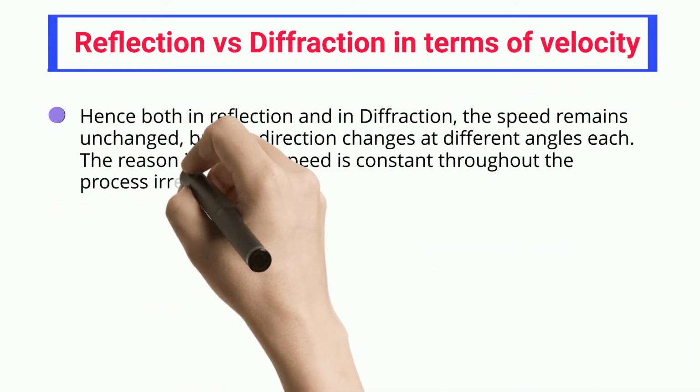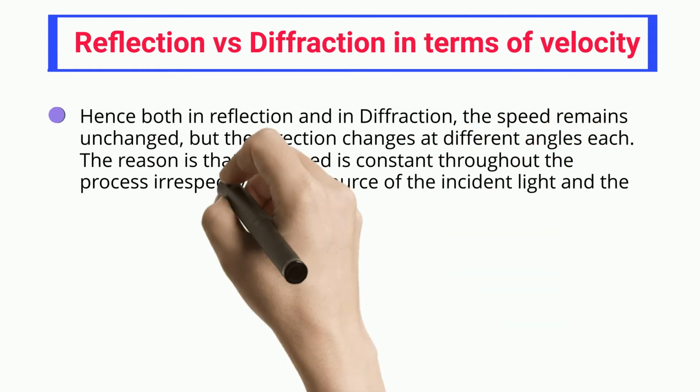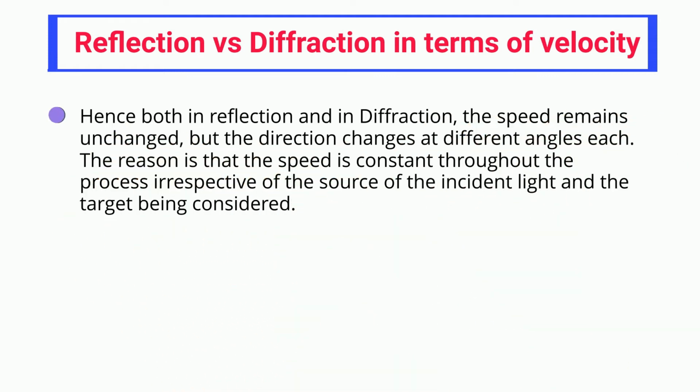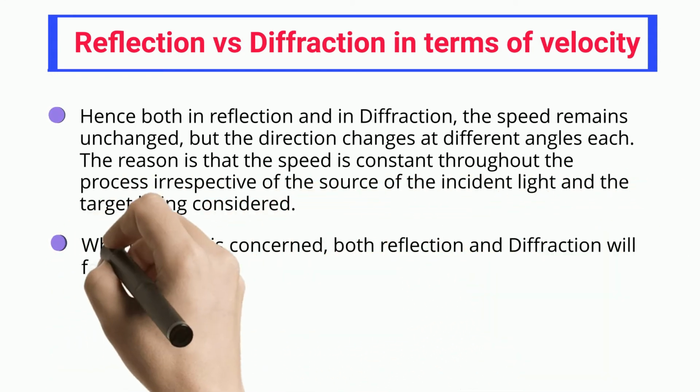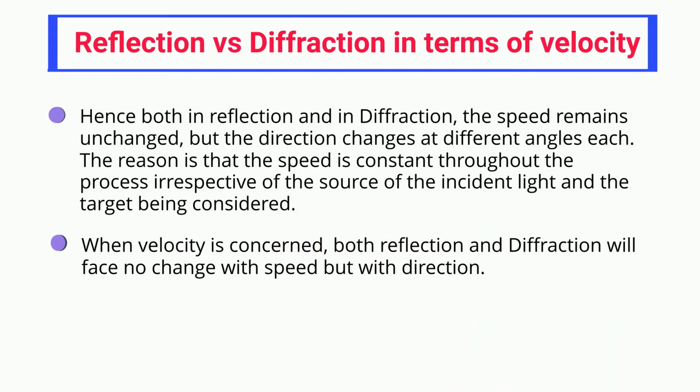The reason is that the speed is constant throughout the process irrespective of the source of the incident light and the target being considered. When velocity is concerned, both reflection and diffraction will face no change with speed but with direction.